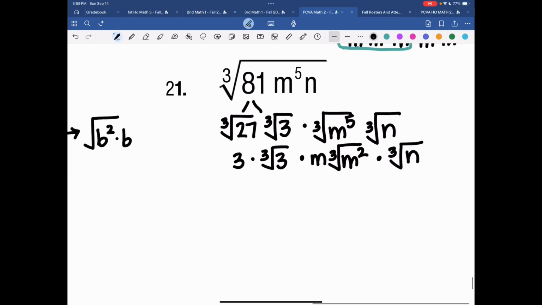Okay, so I'm going to multiply all the things together. So we have 3m on the outside. And then on the inside, I have left over the cube root of 3m squared times n.